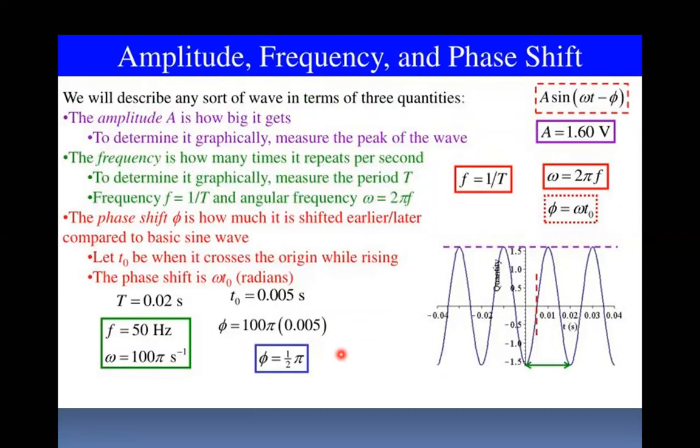As we understood, the amplitude is to graphically measure the peak of the wave. So we say that this is the maximum value, the peak value, labeled as the amplitude. Frequency is nothing but 1 by T, and the angular frequency omega is equal to 2 pi f. And the phase shift phi is how much it is shifted earlier or later compared to the basic sine wave, whether it is leading or lagging. That angle gives the phase difference between the two variables, current and voltage.